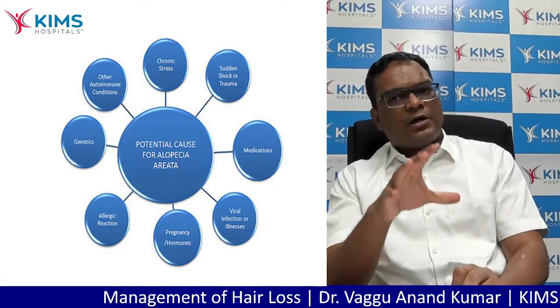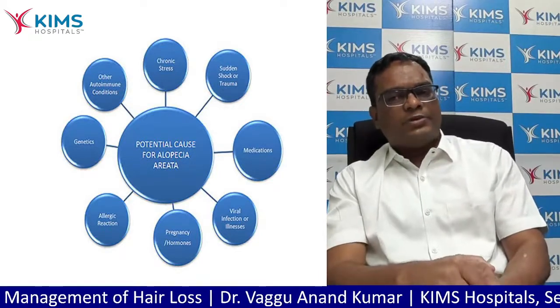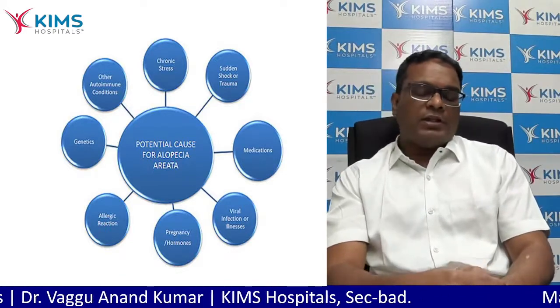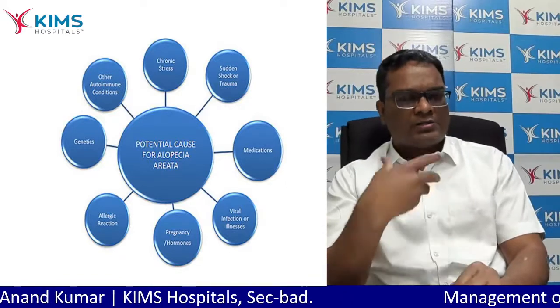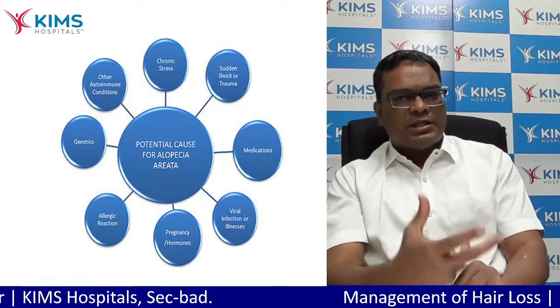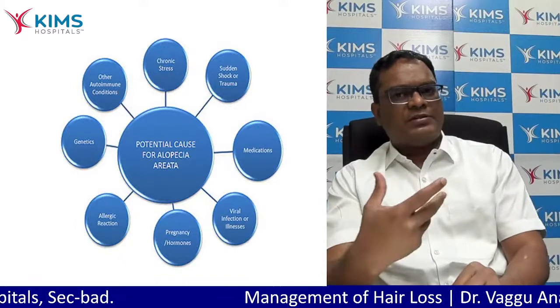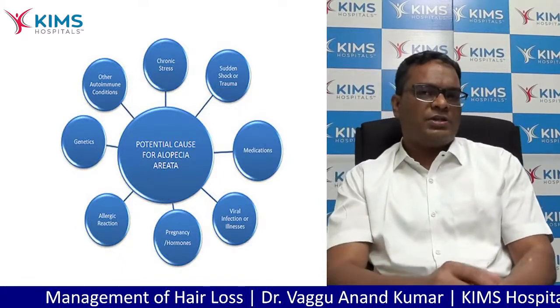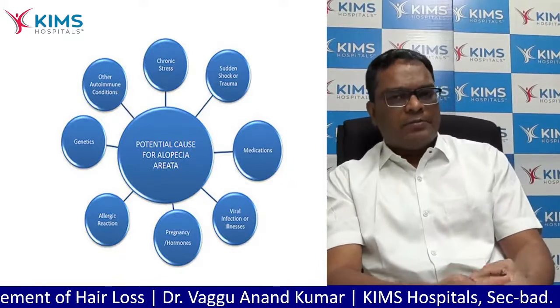The major cause is genetic, and sometimes excessive stress, and sometimes hypothyroidism. If they have allergic manifestations like asthma, eczema, dust allergies, frequent sneezing or frequent cough, these people are more prone to develop alopecia areata. Next slide, please.